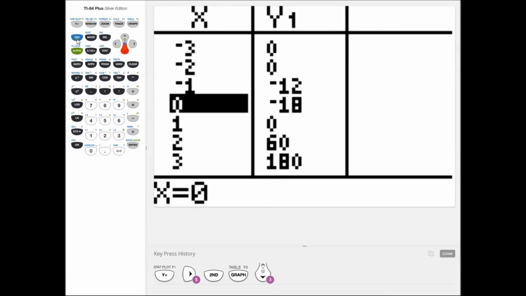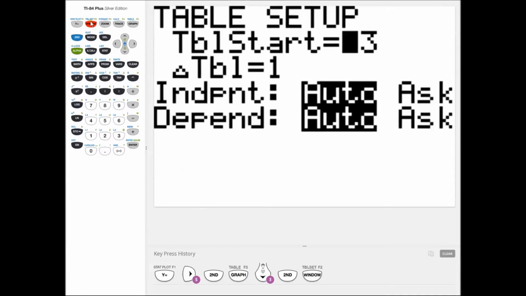On this calculator, you hit second and you go to window, where it says table set on the top. Table start is where you start the table at. Usually it's 0; -3 is fine, it's just because I scrolled up a little bit. Delta table, that's a triangle called delta. Delta table means what the table is changing by each time. This is what's telling the calculator to count by ones.